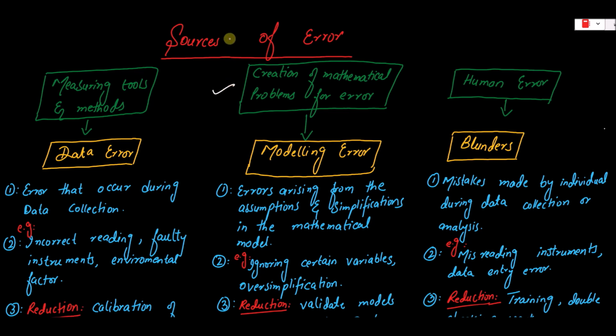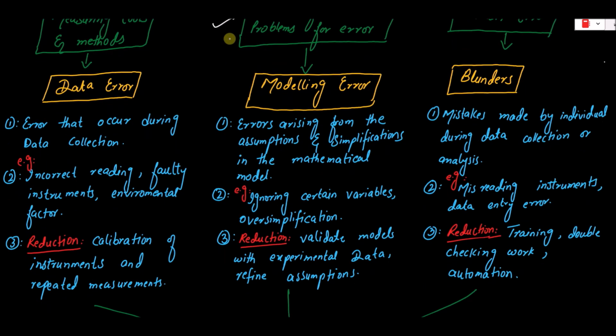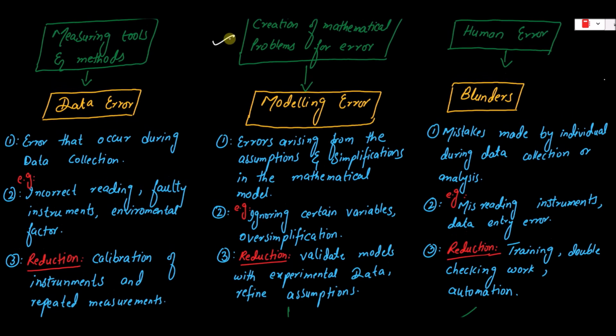your experiment. Secondly, if we look at the second example, we have weather prediction. Models used to forecast weather rely on simplification of atmospheric processes. These simplifications can lead to errors in predicting things like rainfall or temperature. So next, the most important thing is, how can we minimize modeling errors?